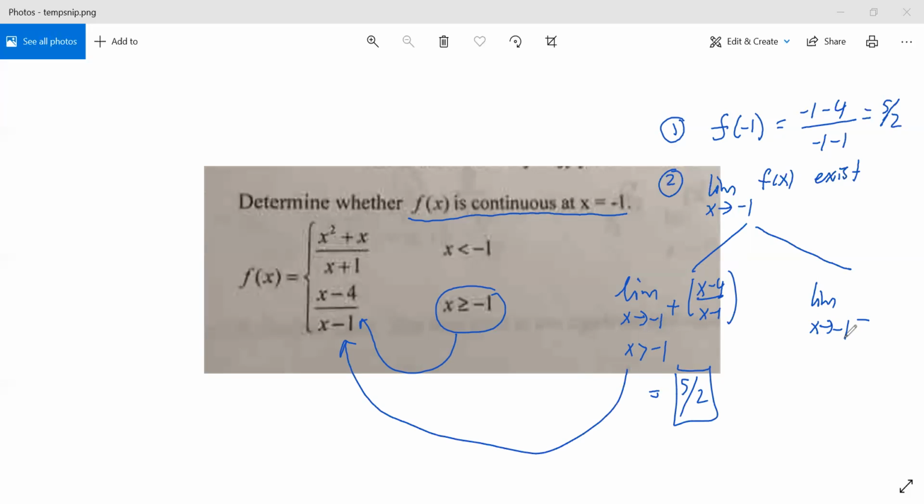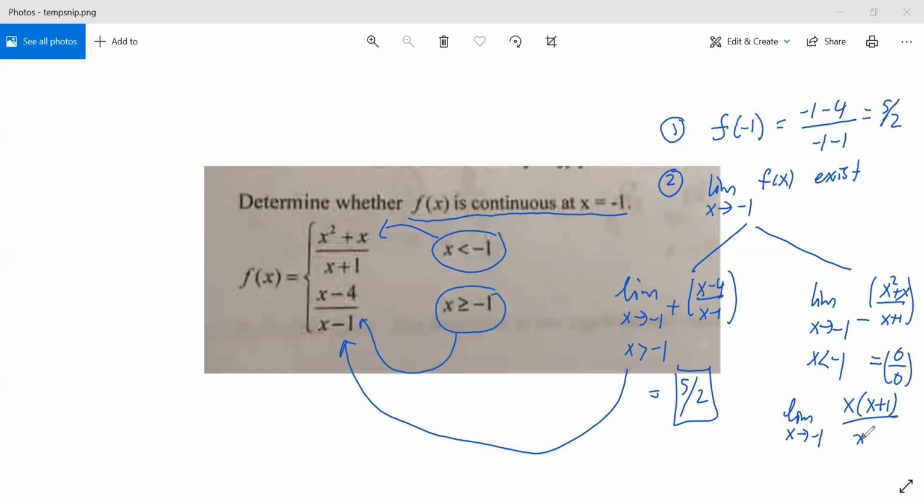Then if I'm approaching -1 from the left, all of your test values are less than -1, which is going to be this piece here. So I'm going to plug it here with x plus 1. When you plug -1 here, you're going to get 0/0. That means you have to simplify this. So the limit as x goes to -1, factorize the top as x times x plus 1, over x plus 1. This cancels out, and the limit as x goes to -1 of x is, now I can just substitute -1 here, which is just going to be -1.